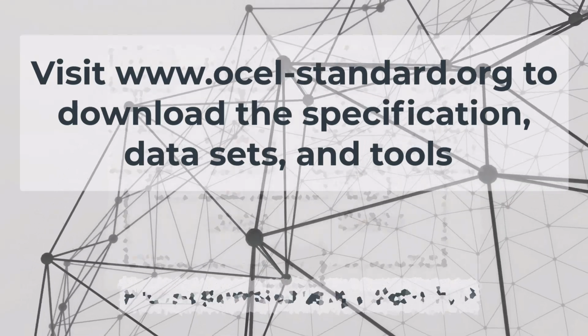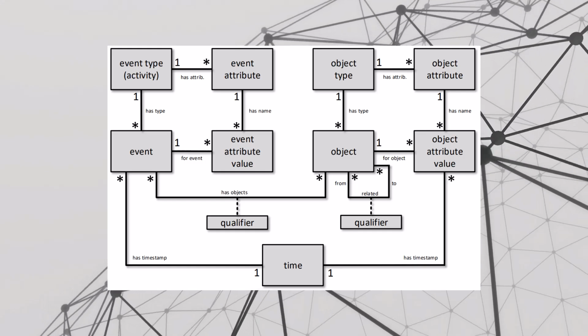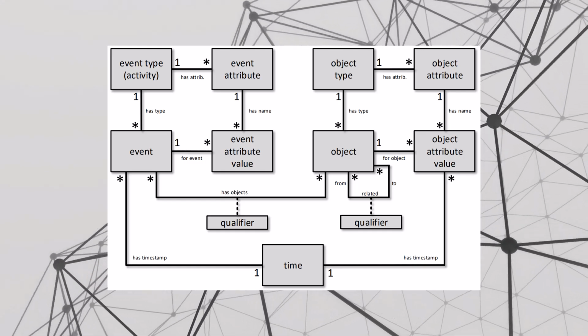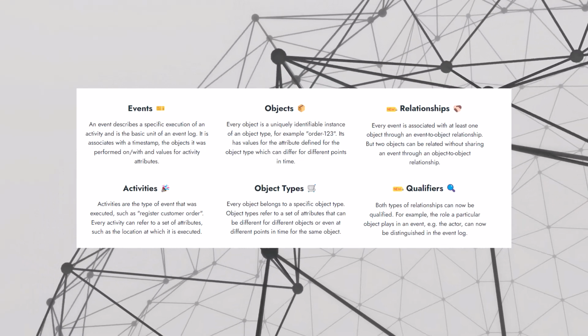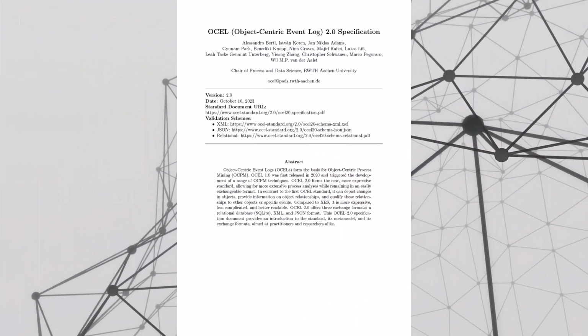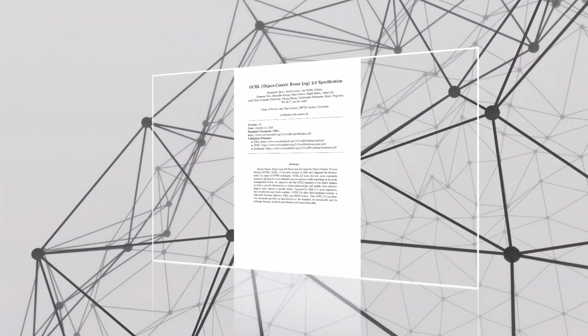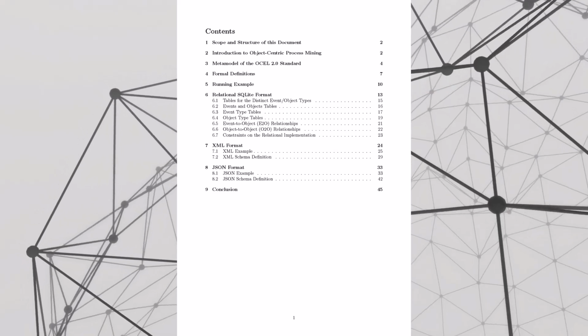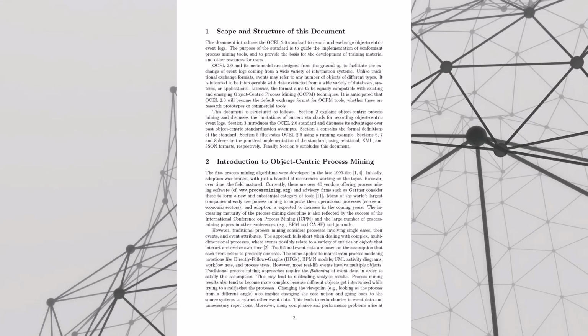Imagine being able to pinpoint the exact hiccup in a supply chain, or finally cracking the code on customer behavior. That's the kind of power we're talking about. Powerful stuff. And we always like to have a guide for these deep dives. Today we're going off of this new academic paper, the Object-Centric Event Log 2.0 Specification. Now, I know specification might not sound like the most exciting thing in the world, but trust me on this. It's important. Yeah, this is a big deal.